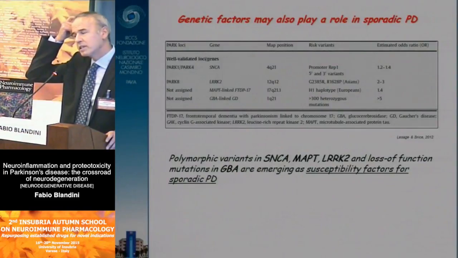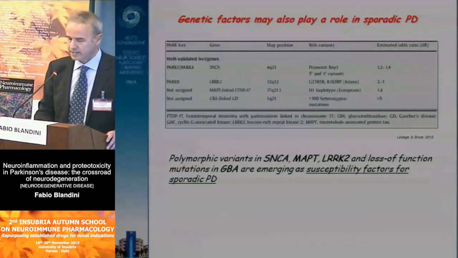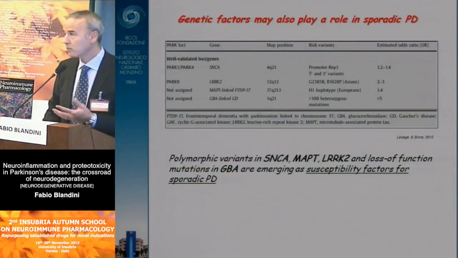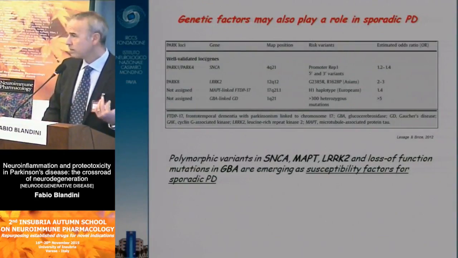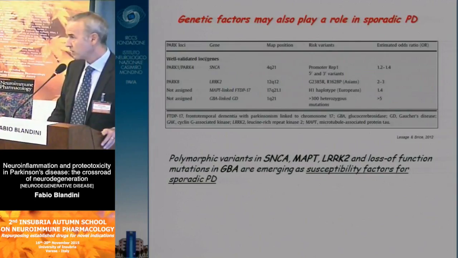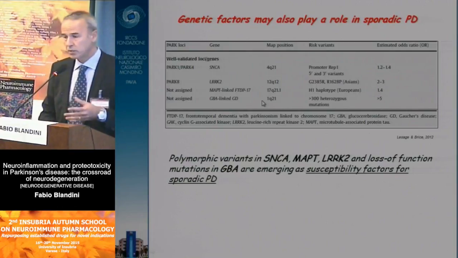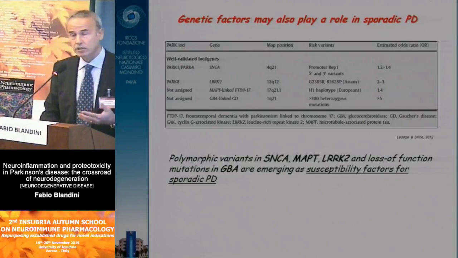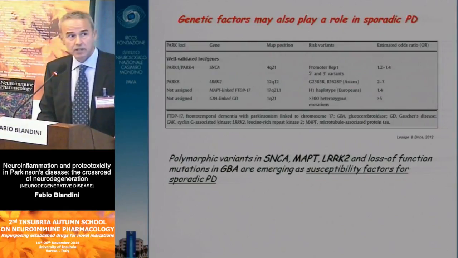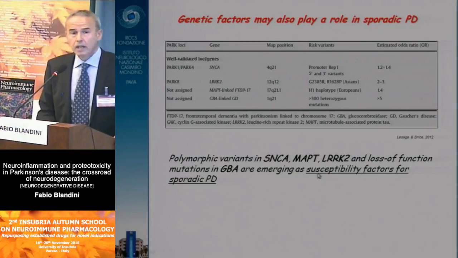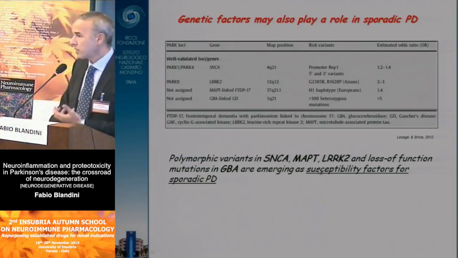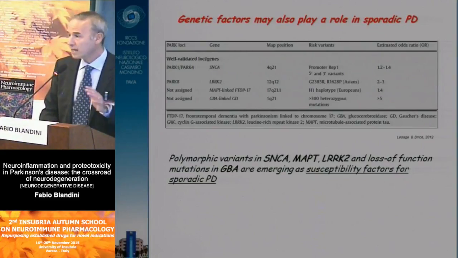Another important and quite recent concept is that genetic factors may also have a role in sporadic Parkinson's disease. What I showed you in the previous slide was about the monogenic, the Mendelian forms of Parkinson's disease. But in recent years, mostly the GWAS, the genome-wide studies, have shown that genetic factors may also play a role in sporadic Parkinson's disease. So polymorphic variants, for example, SNPs in the genes encoding for synuclein, tau, LRRK2, may increase the risk of people to develop sporadic Parkinson's disease.